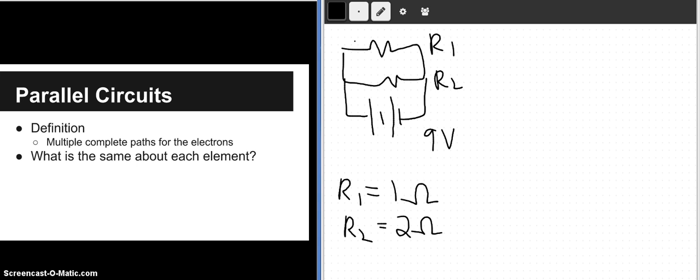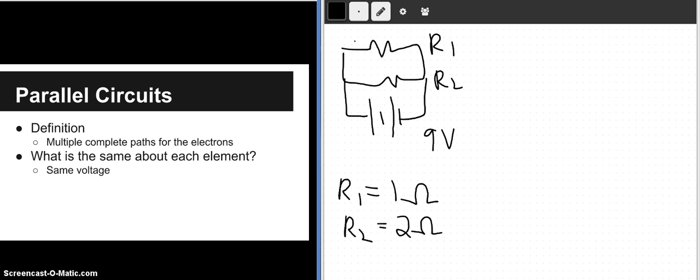What's the same about all the resistors, whether they be light bulbs or motors or buzzers or what have you? What would be the same about them? Well, they would get the same voltage from the battery. So if this is a 9-volt battery, R1 would get all the voltage, all 9 volts, and R2 would also get all 9 volts.